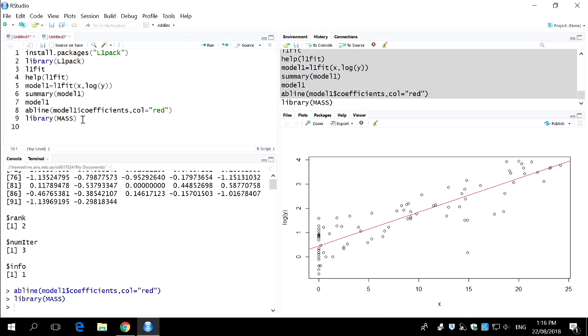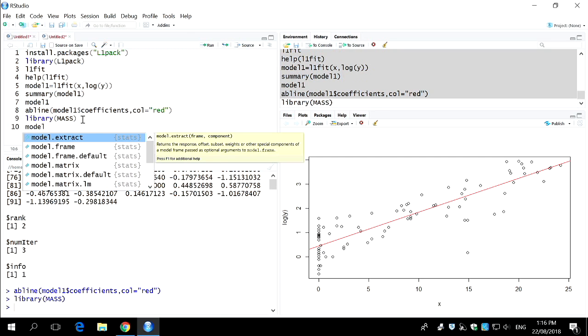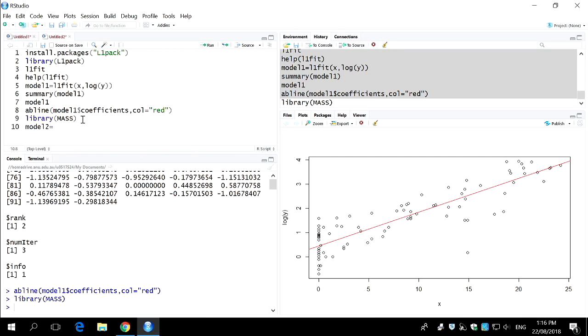And then, in order to get my robust model using the Huber weights, I'm going to go model 2 equals RLM, and you give it log y tilde x. So the syntax is you give it the y variable, then a tilde, and then the x variable. This is called a model formula. Okay, and the basic function is RLM. So let's go ahead and run that.